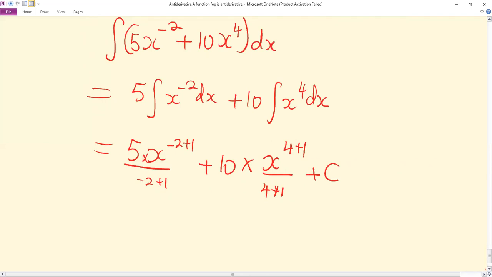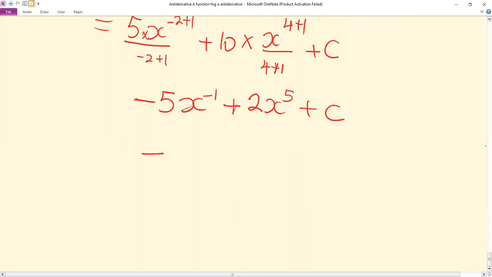You see minus 2 plus 1 is minus 1, so we'll have minus 5 x raised to the power minus 1 plus, this will give us 2 x raised to the power 5, plus c, and you can write this one as minus 5 over x plus 2x to the power 5 plus c. So that's how we apply the power rule.